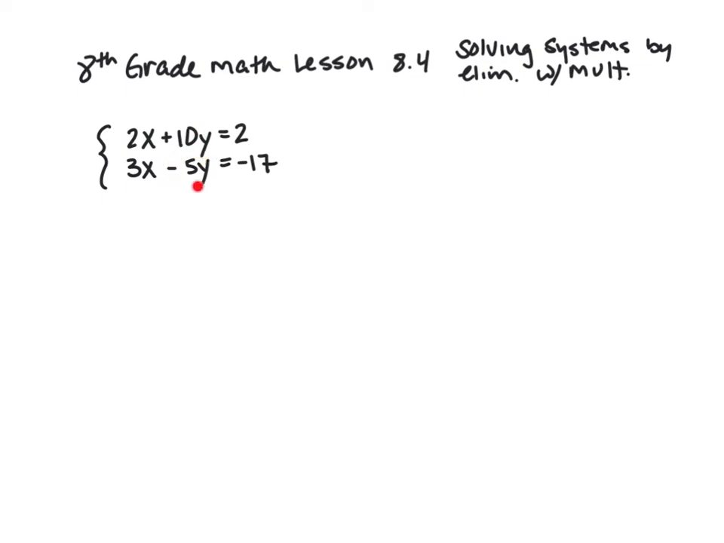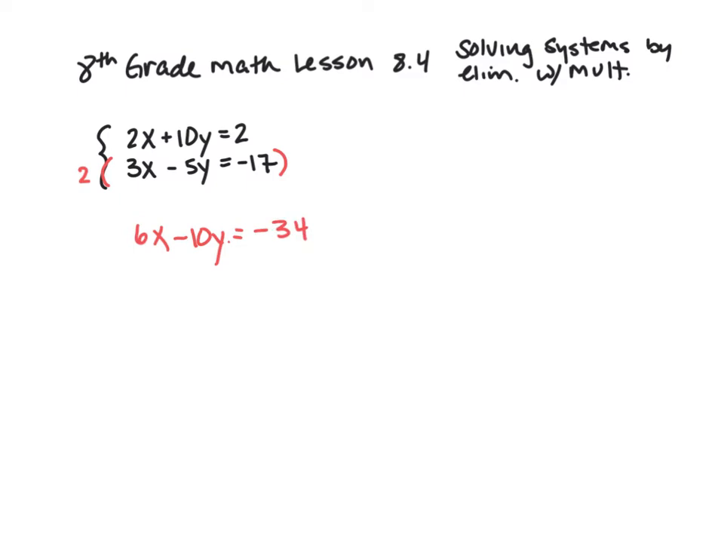Now remember, I can't just multiply this term by 2 and be like, yay, I'm done. No, if I'm going to change anything in the whole equation, I have to change everything in the whole equation. So I'm going to multiply that whole equation by 2, and I'll use the distributive property to do that. So I will do 2 times 3x, which would give me 6x. And then 2 times negative 5y, which will be negative 10y. And then 2 times negative 17, which would be negative 34.